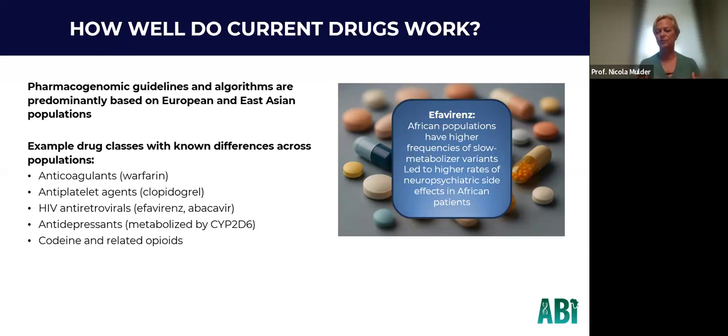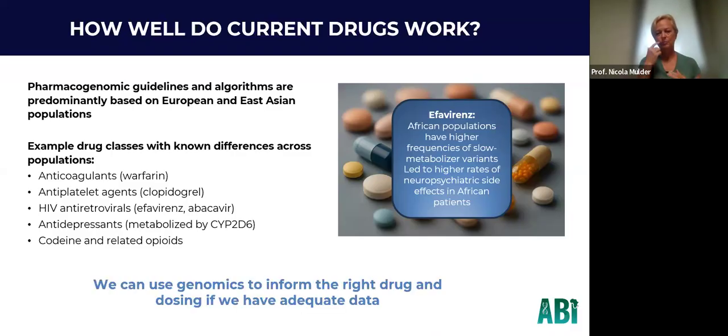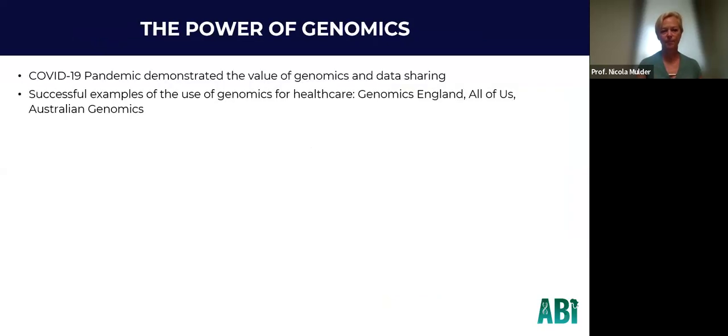Efavirenz, for example, is an antiretroviral, which in African populations, in 20% of people who live in Zimbabwe, for example, they are high metabolizers, and they're predisposed to neuropsychiatric side effects from this drug. And this wasn't known because people were assuming that we all had the same kinds of genomes and therefore the same kind of response. So we really need to look at this. Genomics is the kind of data that can help to inform what is the right drug to use and what is the right dosing of that. But we need to have adequate data.